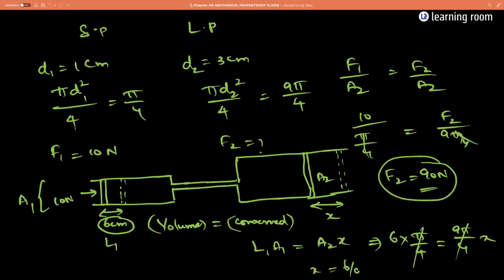X will be equal to 6 by 9, in terms of centimeter, which is 2 by 3 or 0.67. Means the smaller piston moves a distance of 6 centimeter, whereas the larger piston moves only through a distance of less than a centimeter, which is 0.67 centimeter. Is that point clear? Right, make a note of it.